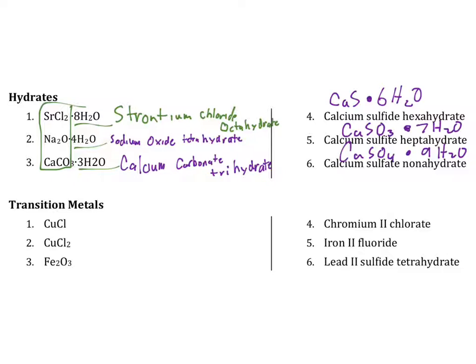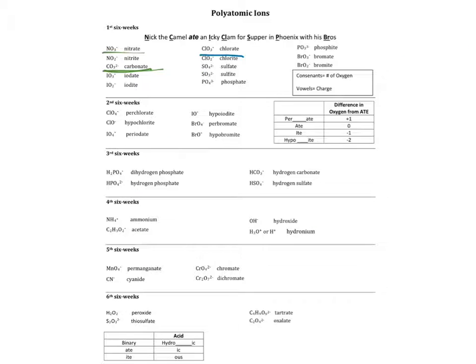And so what is telling us the charge here? This is telling us the charge. What that is telling us is that chromium is a 2 plus charge. That's what this means. Now chlorate, if we look here, it's an ATE. So it's a polyatomic ion. Here is chlorate.